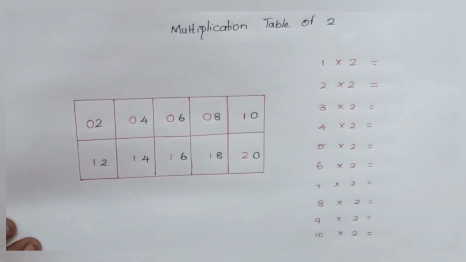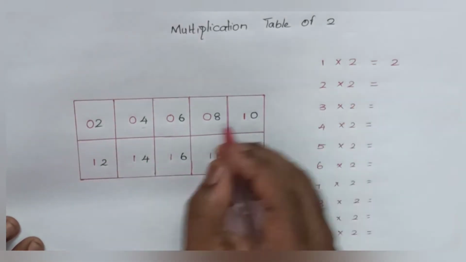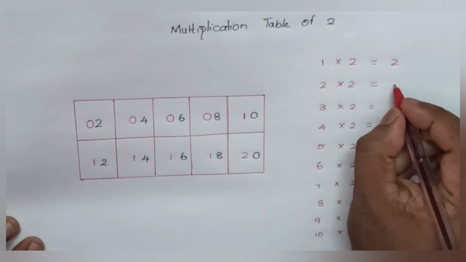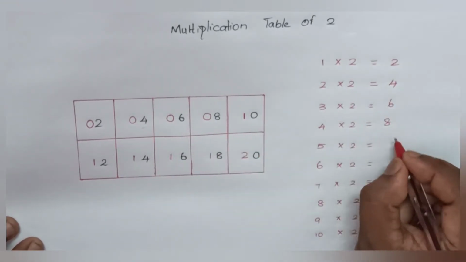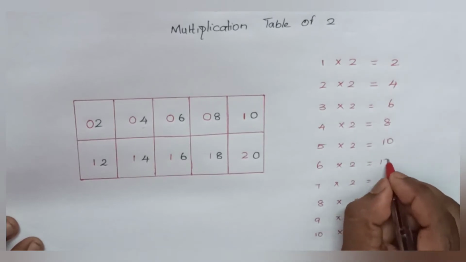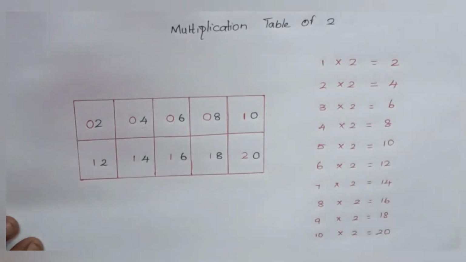Okay, now you can write a table. So 1 into 2 is 2. Okay, you have to map like this. Okay, 4, 6, 8, 10, 12, 14, 16, 18, 20. That's all. This is the easiest way.